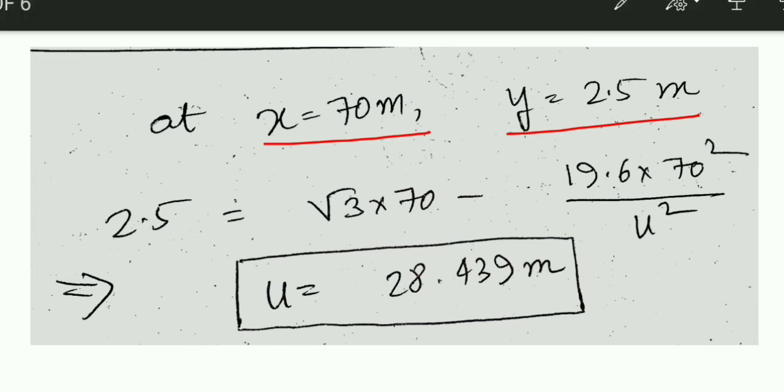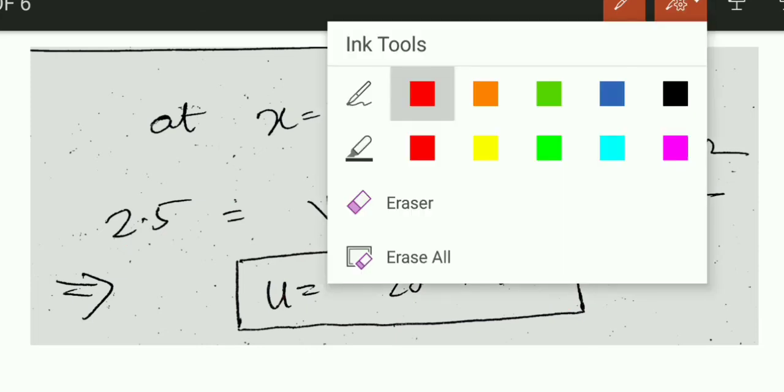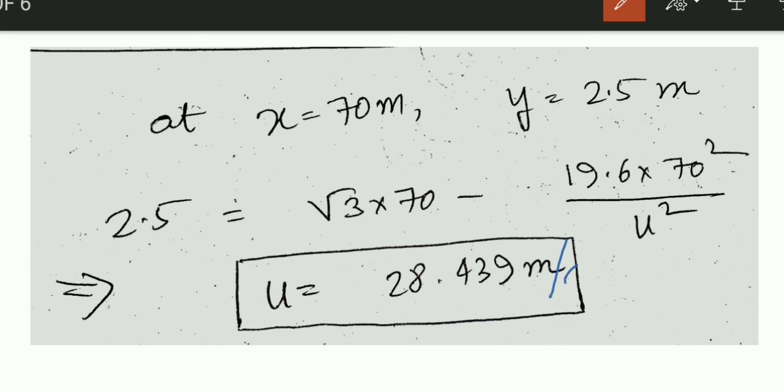So we are putting the values in this equation: y is equal to 2.5 and the value of x as 70, and here 70 square. We have to find the unknown u square. After solving, u is coming out to be 28.439 meter per second. You can solve it, very simple calculation.